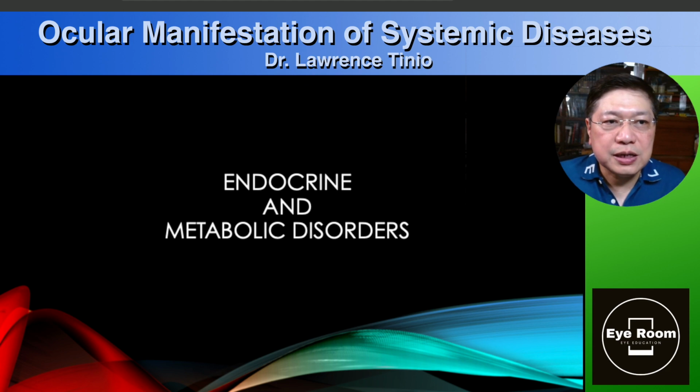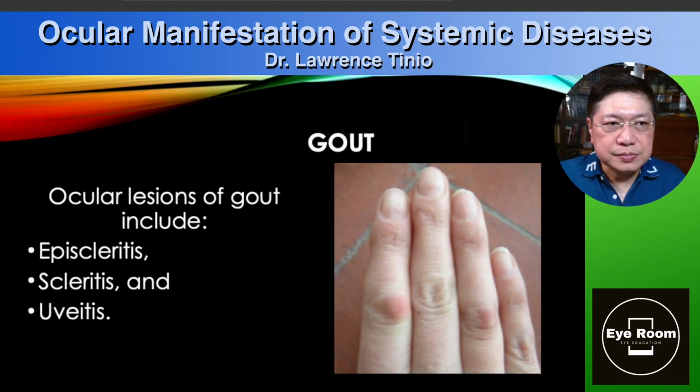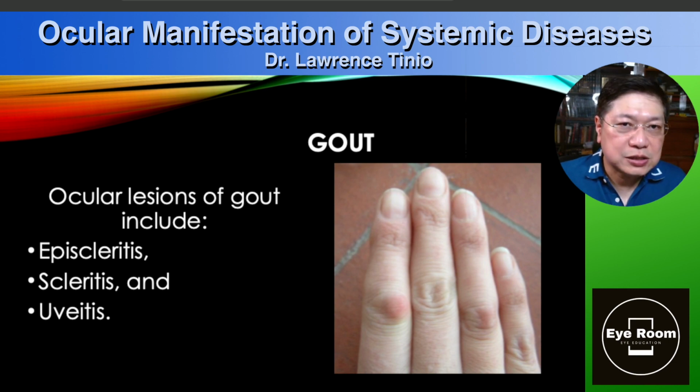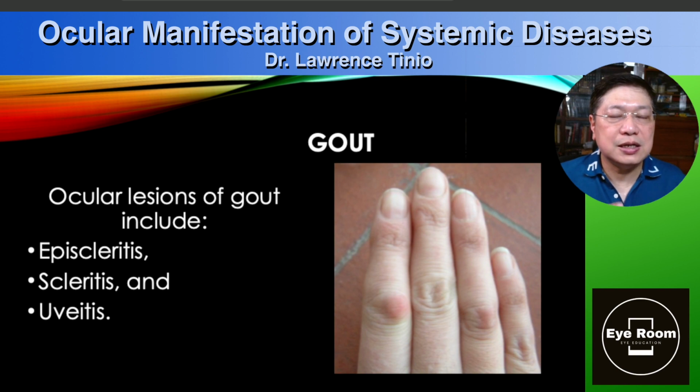Now, going to endocrine and metabolic disorders, having problems with gout would also sometimes present with problems in the eye. Your patient would probably have episcleritis, scleritis, and uveitis. These are basically inflammation in the white part of your eye or the inside of your eye, and it would be very helpful, if you've diagnosed a patient with uveitis, that you also start asking them for pain in their joints. And usually, one of the more common reasons for this would be gout.